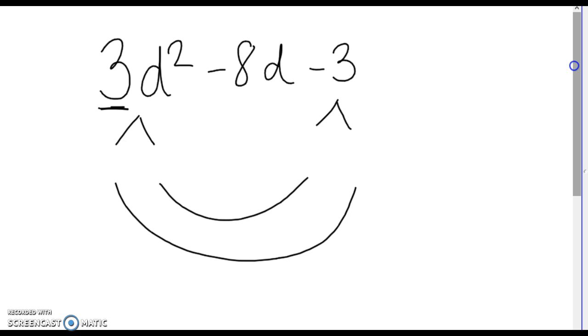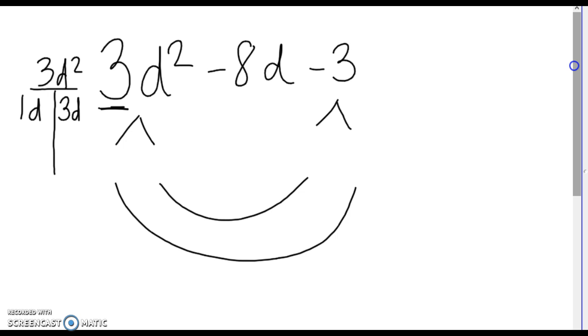Then I'm going to look at the front and I'm going to look at the back. So the front here, I'm going to put a little t out, this is my whole thought process. And I know that I have to multiply two things together to give me 3d squared. So 3, the only thing that makes 3 is 1 times 3. So I'm going to write 1d and 3d. Those are the two things that multiply together to get me that 3d squared.